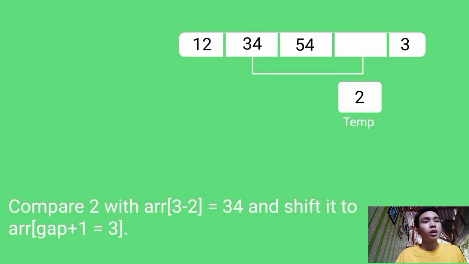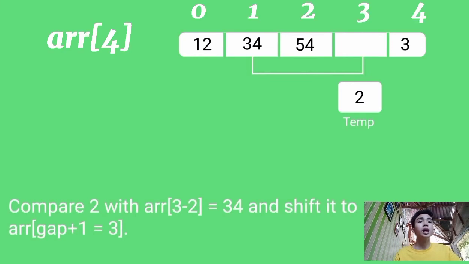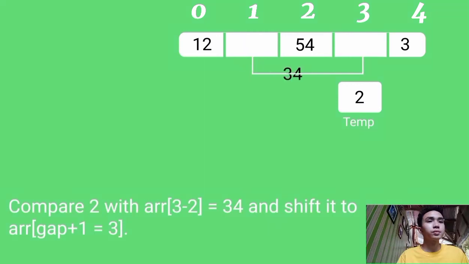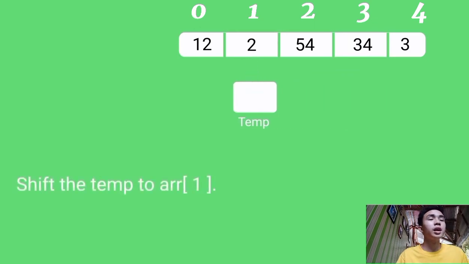For your better understanding, we have an array of 4 and we start counting from 0. So our array[0] is 12, our array[1] is 34, our array[2] is 54, our array[3] is 2, and our array[4] is 3. Then shift the temp to array[1].